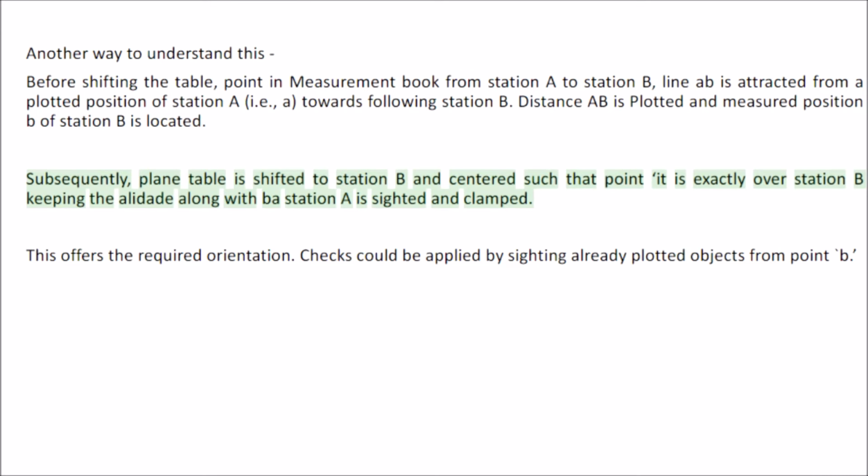Subsequently, the plane table is shifted to station B and centered such that point A is exactly over station A, keeping the eye dot along with station B, sighted and clamped. This offers the required orientation. Checks could be applied by sighting already plotted objects from point B.